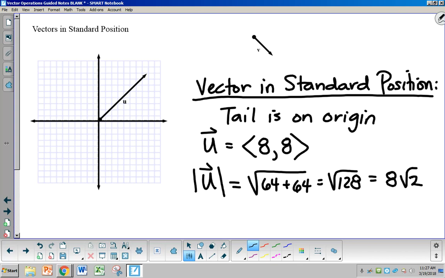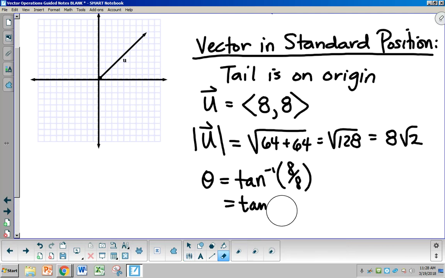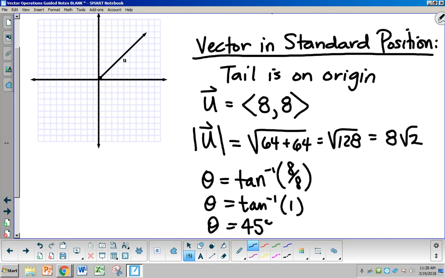What is its direction? Which is its angle with the horizontal? Inverse tangent. Which is? That's right, inverse tangent of 1, because this is 8 over 8, which is inverse tangent of 1. And because it's in the first quadrant, we know that theta is going to be 45 degrees.